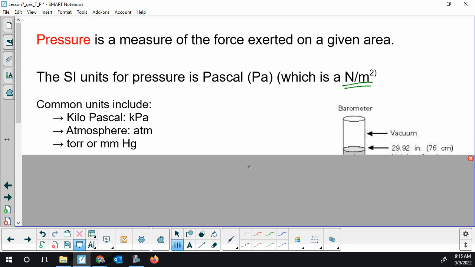And then one of the oldest units is millimeters of mercury or torr. They both are for the same unit. They're just a different name. Torr is named after a scientist. Millimeters of mercury is literally how many millimeters mercury would push up in a vacuum at a given pressure.